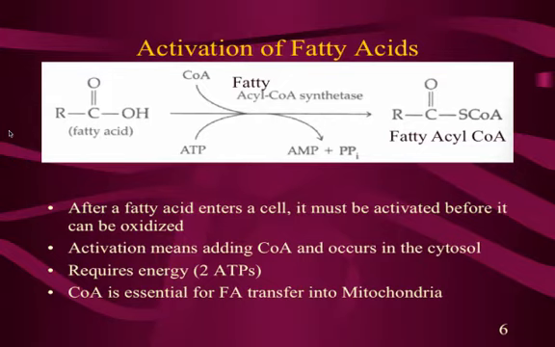After the fatty acid enters the cell, it must be activated before it can be oxidized. Activation means adding coenzyme A, and this occurs in the cytosol. It requires 2 ATPs. Why are we doing this? Coenzyme A is essential for fatty acid transfer into the mitochondria. Remember that? Let's talk about that in another class. If not, here it is.